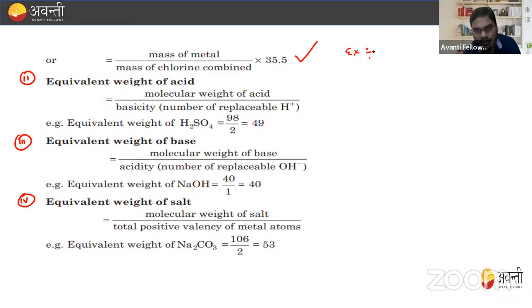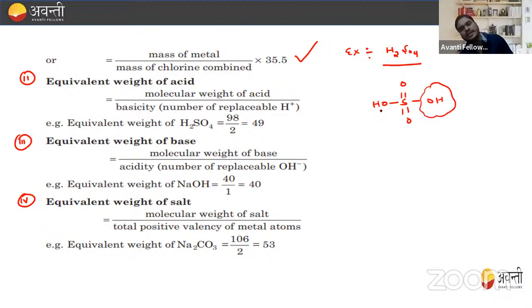If I'm talking about H2SO4, we all know from chemical bonding that H2SO4 has a structure like this. This is OH, this is again OH. So this is H2SO4. Now, in this you can observe that there are two replaceable OH groups. So its basicity is 2. So the basicity of H2SO4 is equal to 2.